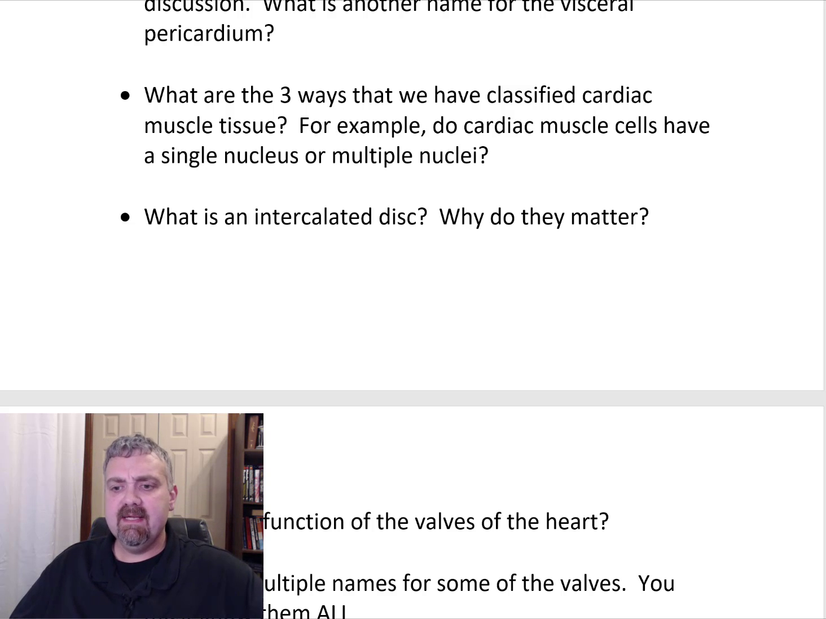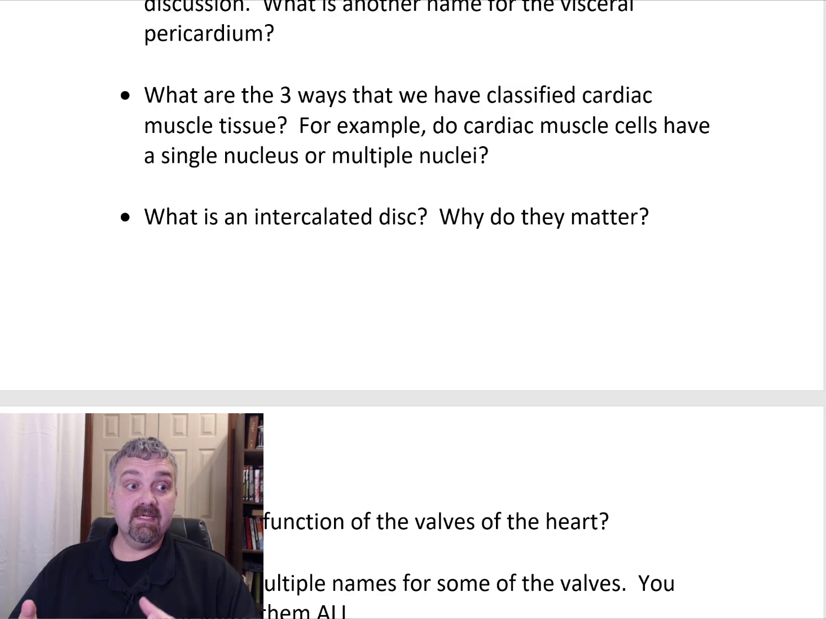What are the 3 ways that we have classified cardiac muscle tissue? For example, do cardiac muscle cells have a single nucleus or multiple nuclei? So when we cover muscle as a tissue, hopefully remember the 3 ways we look at it. Number 1, is a muscle cell striated or not? That just means, does it have a banded appearance, a real structured, organized appearance or not? Cardiac muscle is. So cardiac muscle is striated, just like skeletal muscle is.